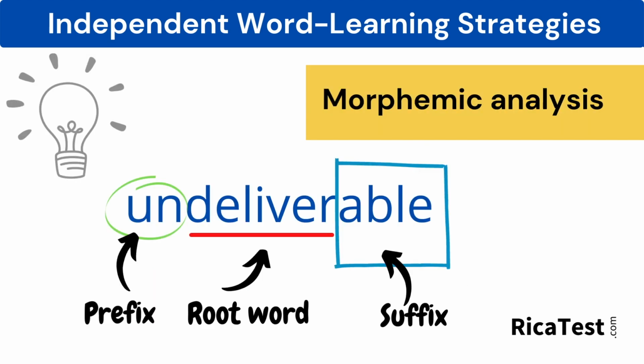Morphemic analysis, which is also called structural analysis, is when you look at the parts of a word to determine their meaning. Here we have the word undeliverable. The root word is deliver. The suffix is able, which means can, and the prefix is un, which means cannot. So we know, using morphemic analysis, this thing is undeliverable, which means it cannot be delivered.